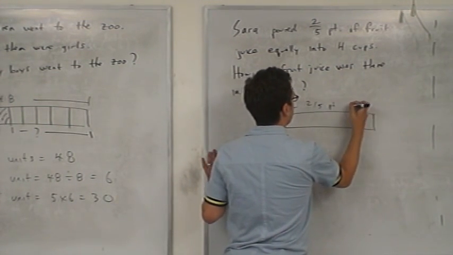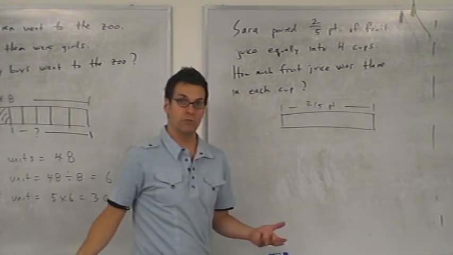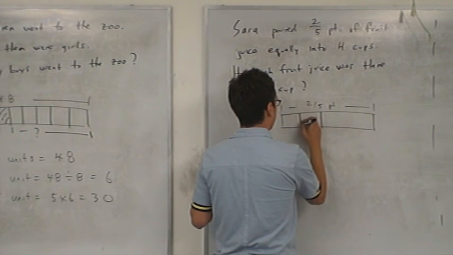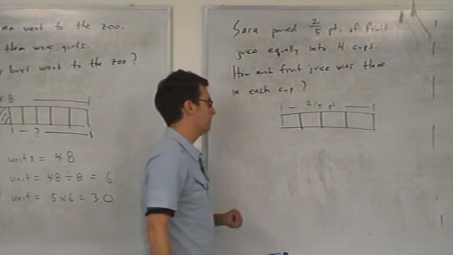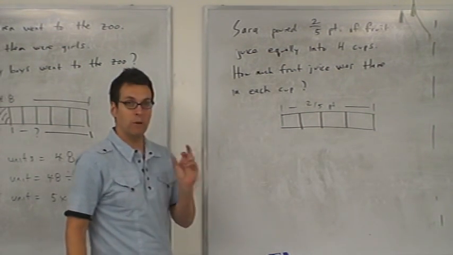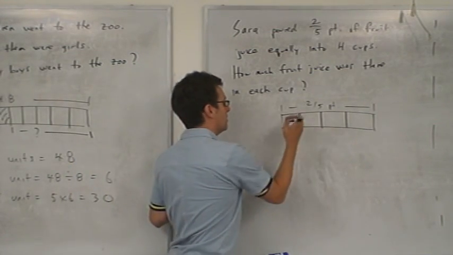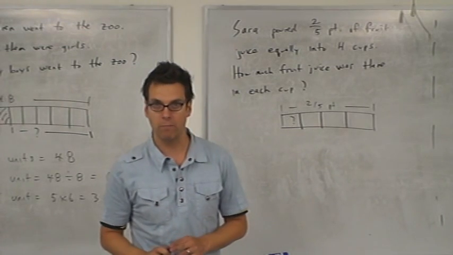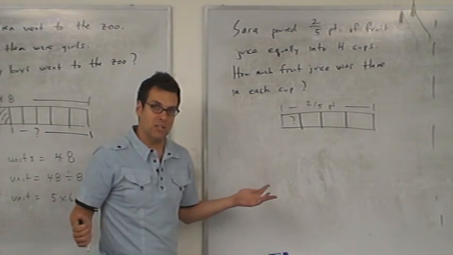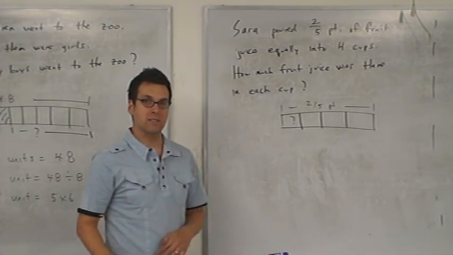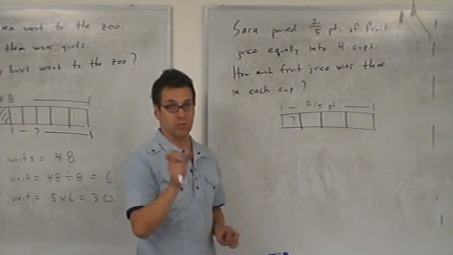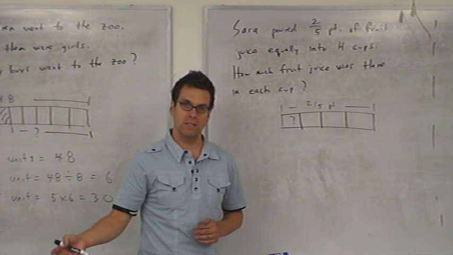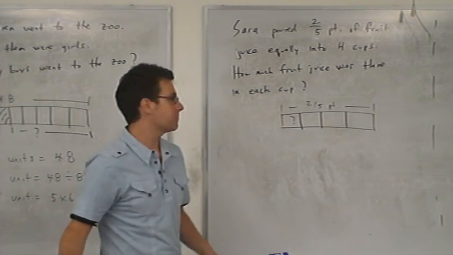2/5 of a pint of fruit juice is our total amount of fruit juice in this case, and we're pouring that into 4 cups equally. And the question asks how much fruit juice was in each cup. Each of these parts of my diagram represents 1 cup, so we put a question mark in one of them. Again, at this stage, hopefully students recognize this as partitive division for 2/5 divided by 4. But again, if they can't, we're going to carry out the unit sentence process to solve the problem anyway.